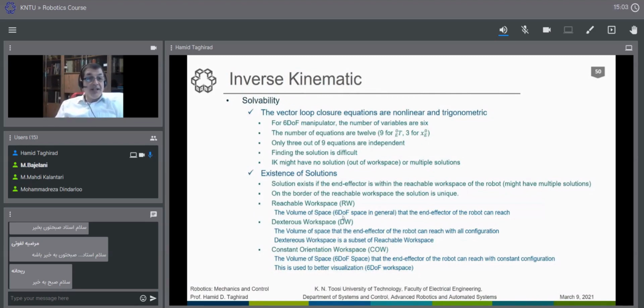And then we can define the workspace of the robot as a reachable workspace, the place or the configuration in the space that we can reach, or the dexterous workspace, the volume of the space that the end effector can reach with all configurations. And also we define the constant orientation workspace, which is usually used for representation of a multiple degree of freedom.